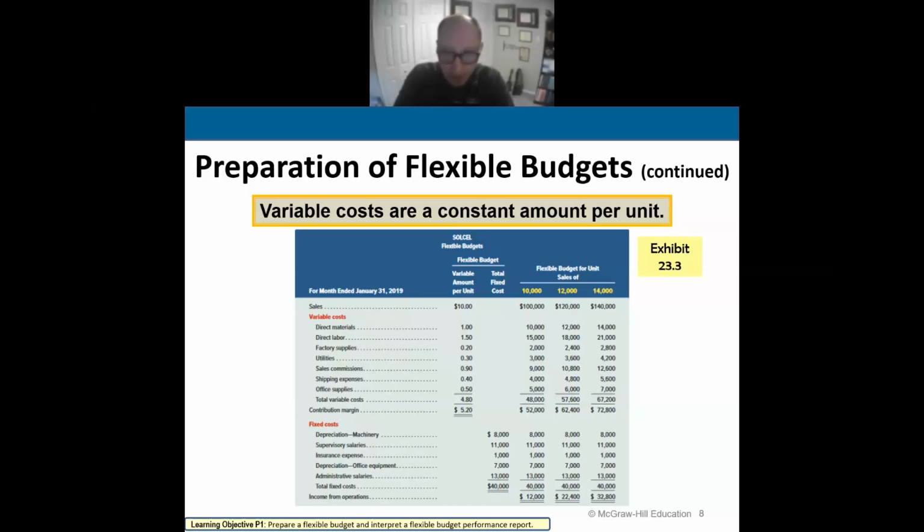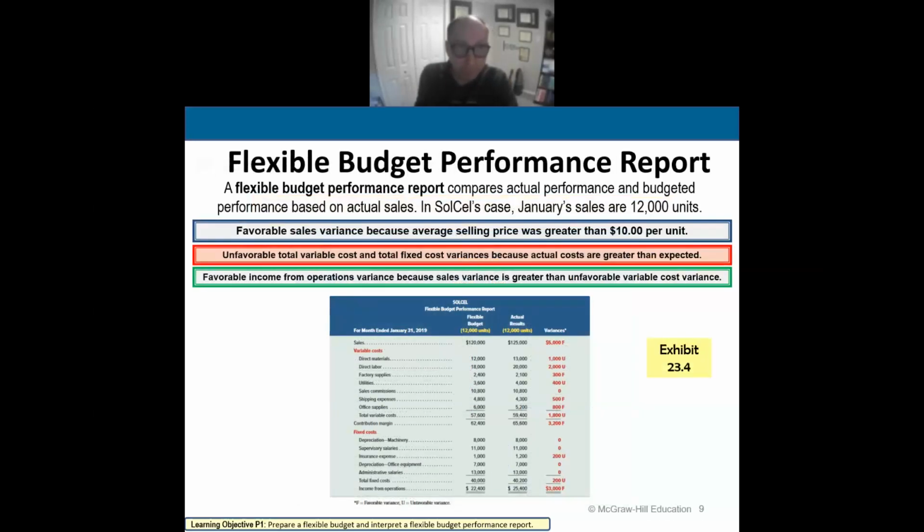So if my sales end up being 120,000 instead of 100,000, well, I can simply increase my flexible budget to be in alignment with those increases in the variable costs. In other words, I could set it from low to medium. So let's say we expected to sell 12,000 units.